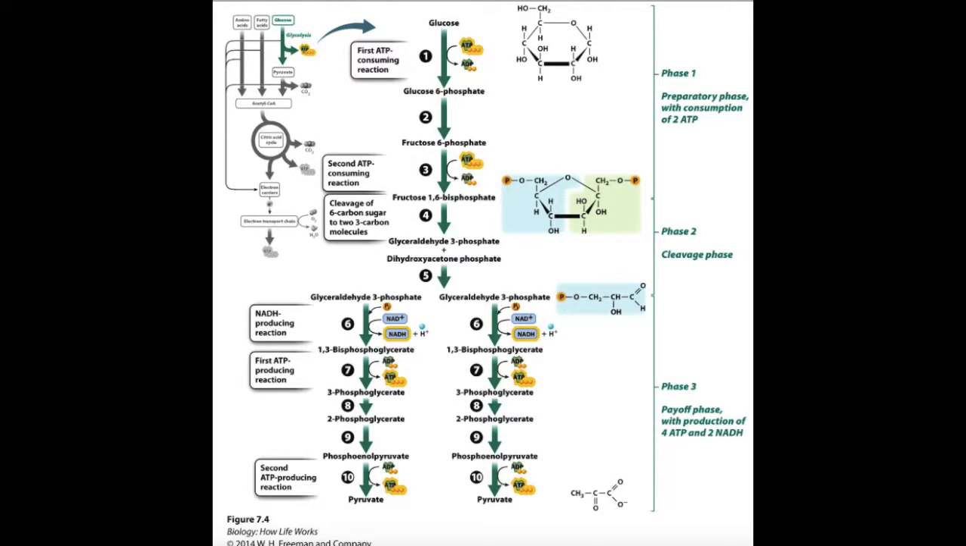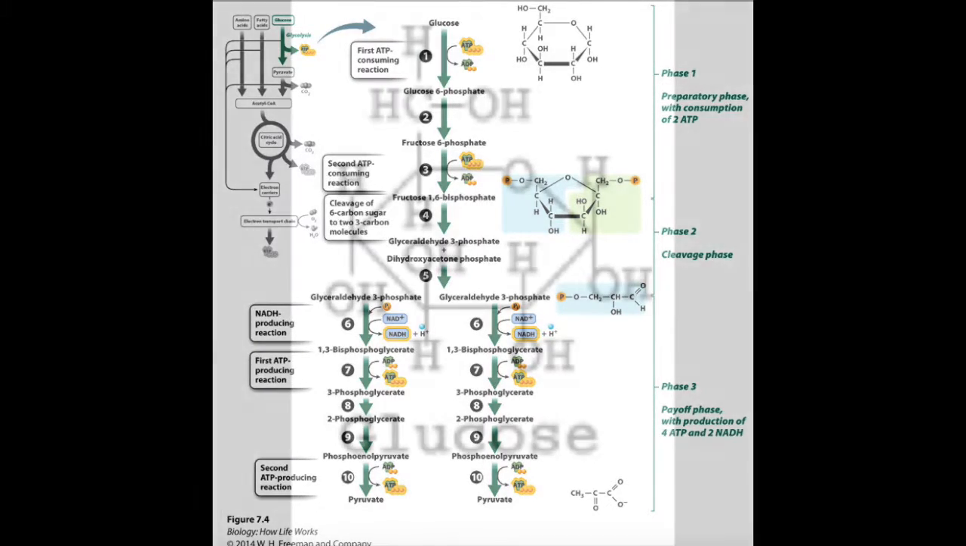Stage 1, glycolysis. Glycolysis is the process of breaking down glucose into 2 pyruvate. Also, glycolysis is divided into 10 main steps and 3 phases.